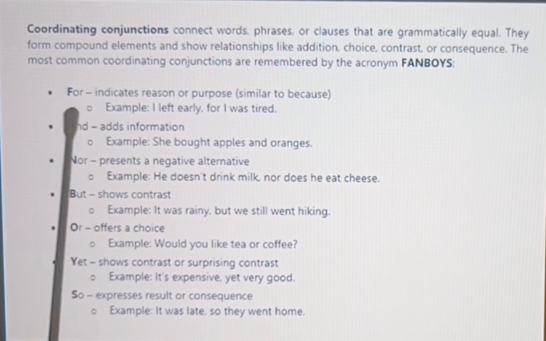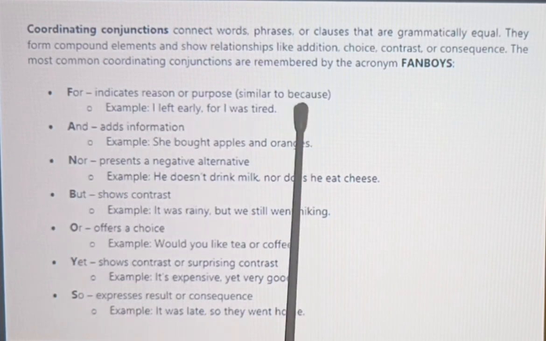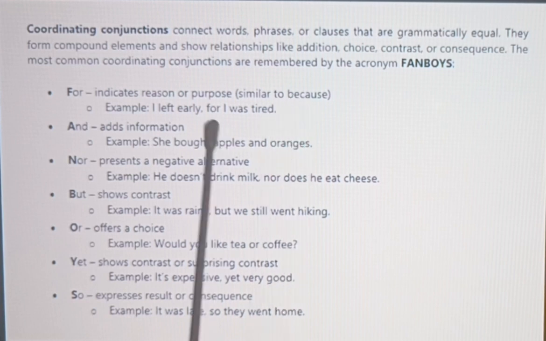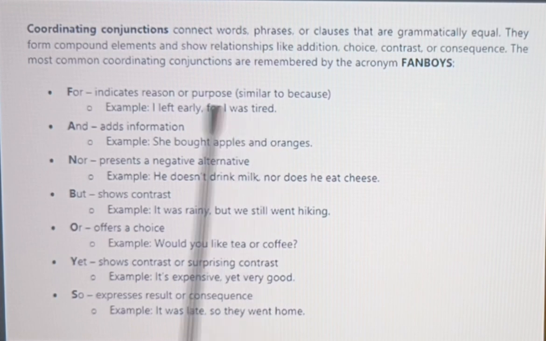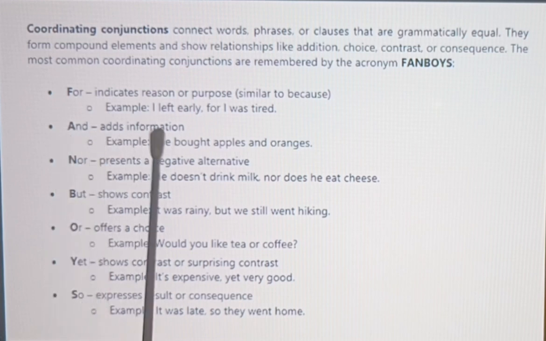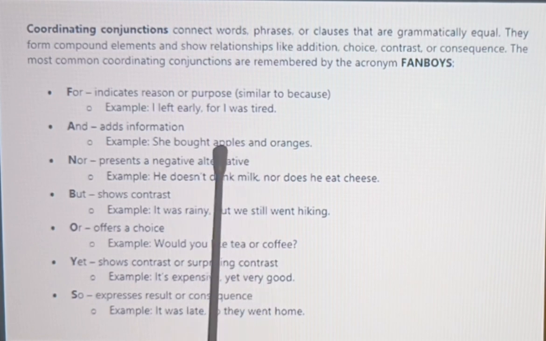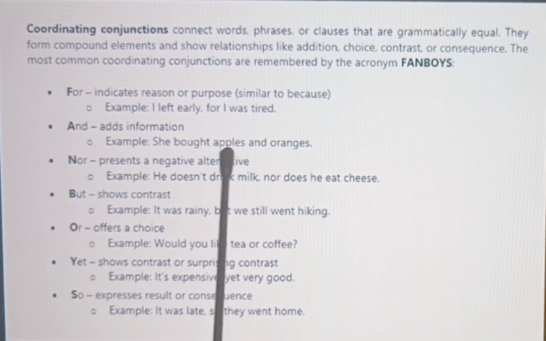Well, for, not in the sense of for the sake of something. No, we mean something similar to because, all right? So for here is used in a special sense. Like, I left early, for I was tired, meaning because I was tired, since I was tired, okay? Well, and, which is the major one, talks about addition or adds information. Like in this example, she bought apples and oranges. Actually, here this coordinating conjunction connects apples and oranges, which is a list of words, actually two words, right?